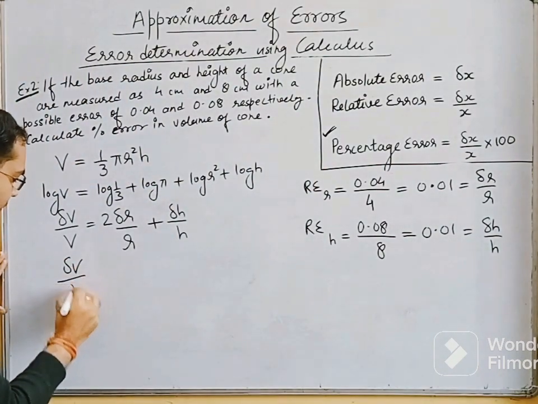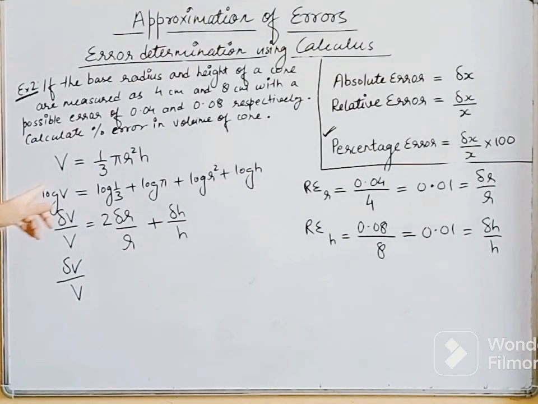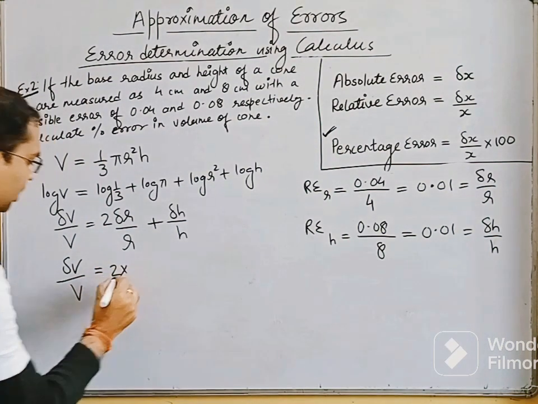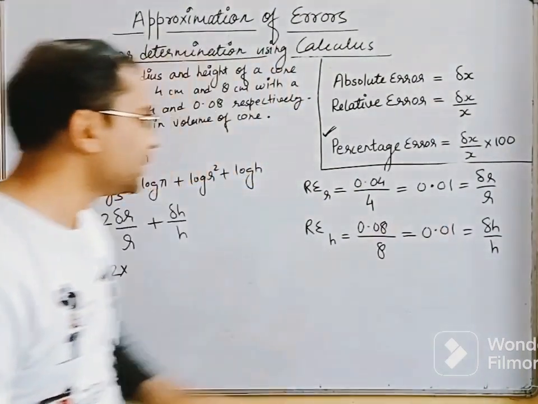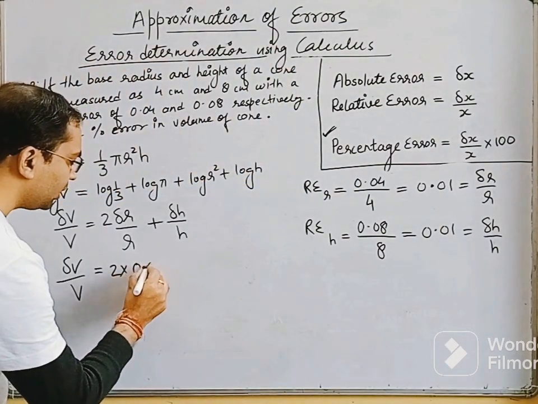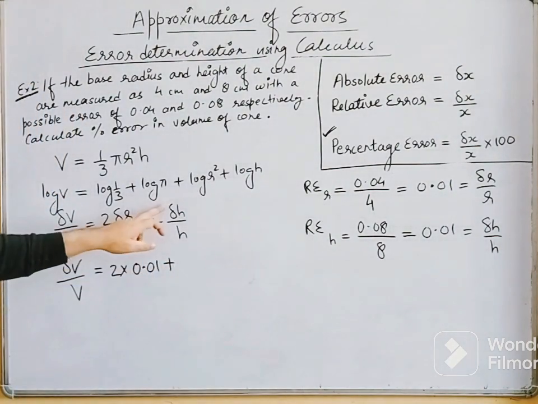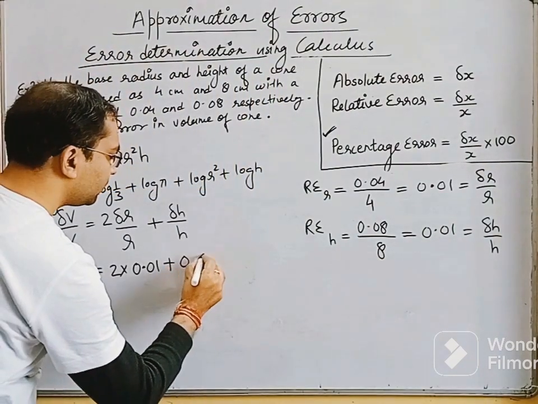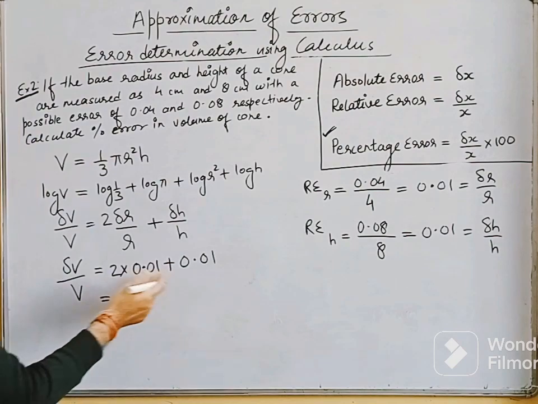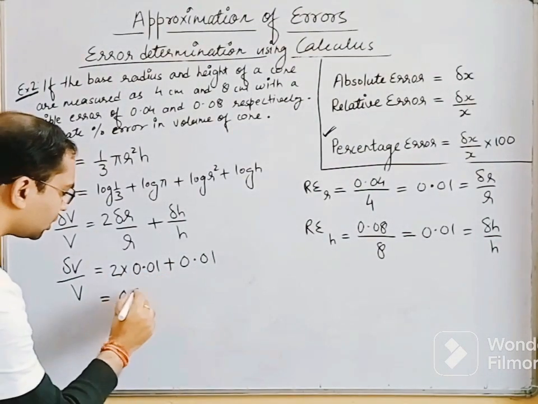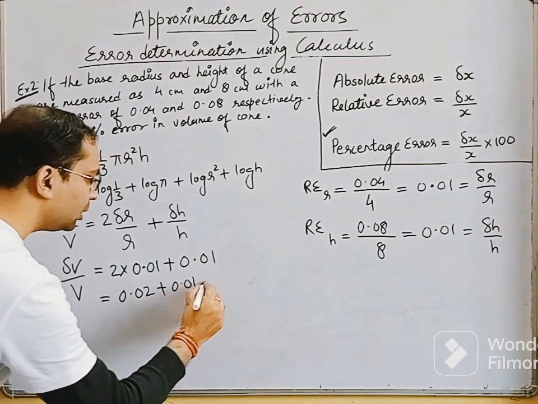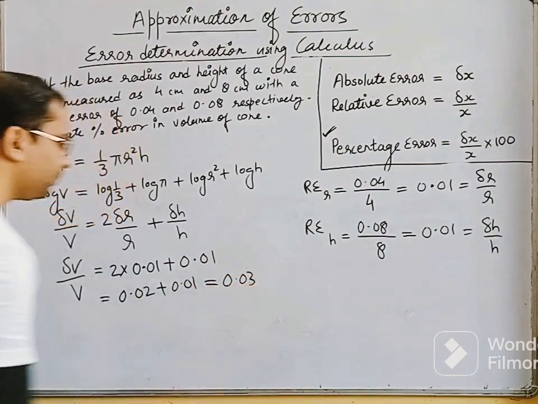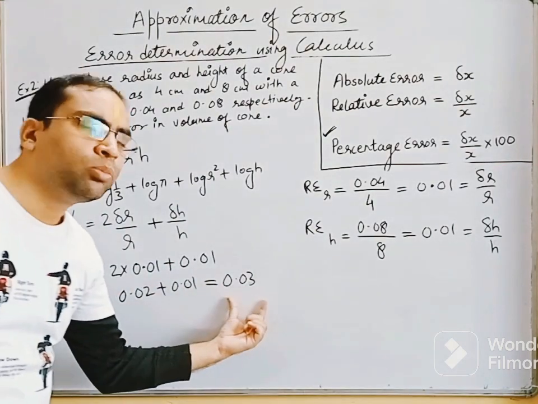So this is del V upon V, and we have to find out the percentage error. Let's calculate the relative error and then we will convert this into percentage error. So this is 2 into, now what is del r upon r? We have just calculated, this is 0.01. Plus, what is del h upon h? As we can see, del h upon h is also 0.01. So this is 2 multiplied by 0.01, which is 0.02, plus 0.01 will become 0.03. So the relative error in V comes to be 0.03.